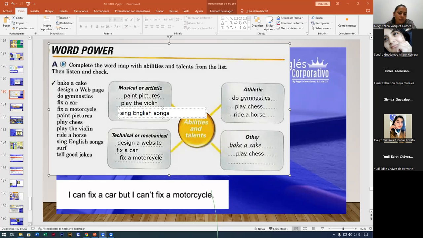Let's continue. Sandra Guadalupe. The next one is surf. Athletic. Athletic, yes. They need to be doing exercise, these people. Surf. Excellent. Evelyn, tell good jokes. I think other. It can be in others. Yeah, that's true. It cannot be technical or mechanical, right? Musical or artistic? Athletic? No, not exercise. So tell good jokes.